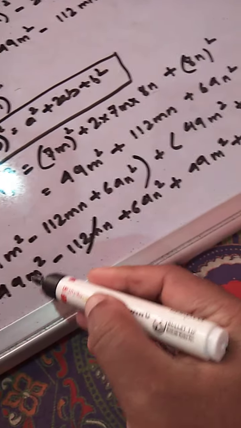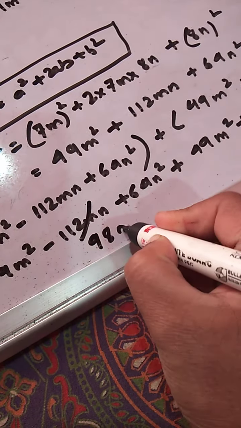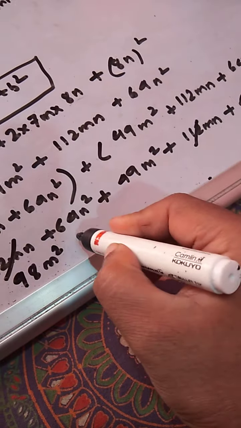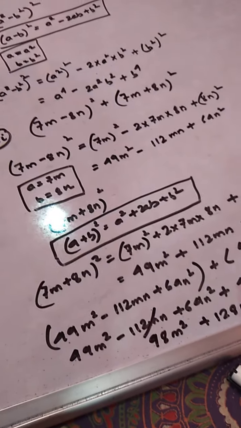Okay, and 49 m square plus 49 m square will give what? 98 m square. And 64 n square plus 64 n square will give us 128 n square. Okay, so this is the final answer of sum number 3.